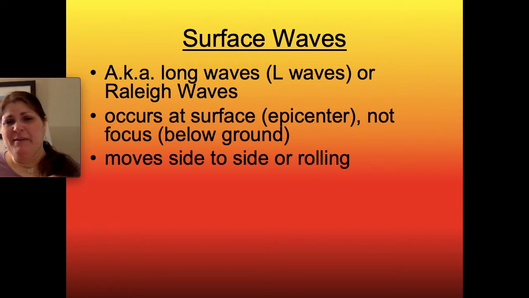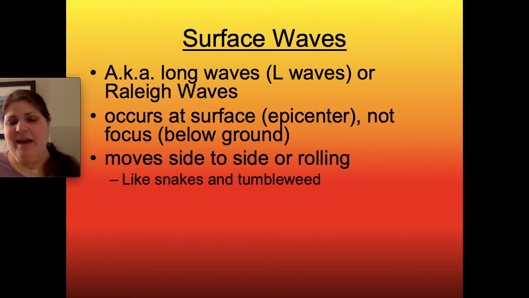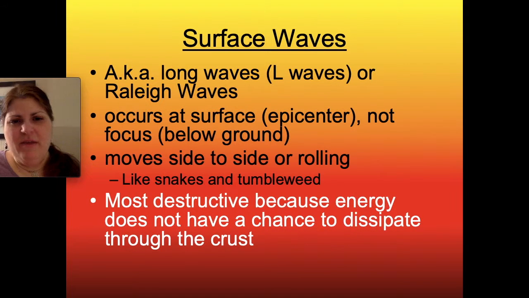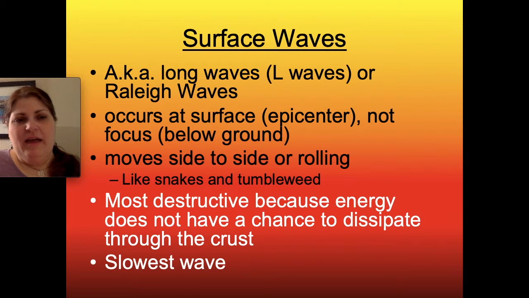Depending on which type of wave we're talking about, the movement varies. One moves kind of side to side, the other moves kind of rolling. I picture the side to side one like a snake, and the rolling one moving kind of like tumbleweed in the wind. I'll show you an animation just momentarily. It's important to realize that they are the most destructive. Because they're at the surface, the energy doesn't have a chance to dissipate before it gets to where the people in the buildings are. And finally, they are by far the slowest type of wave.